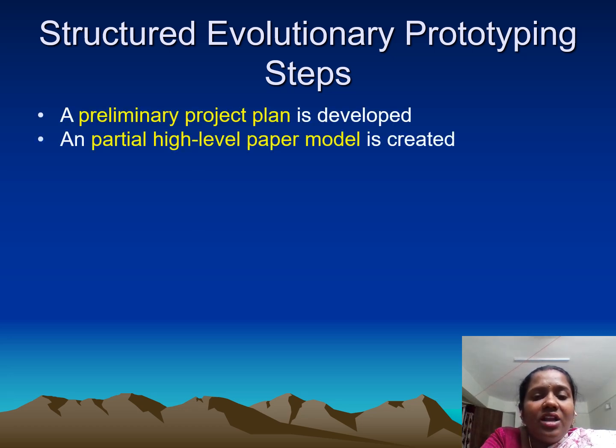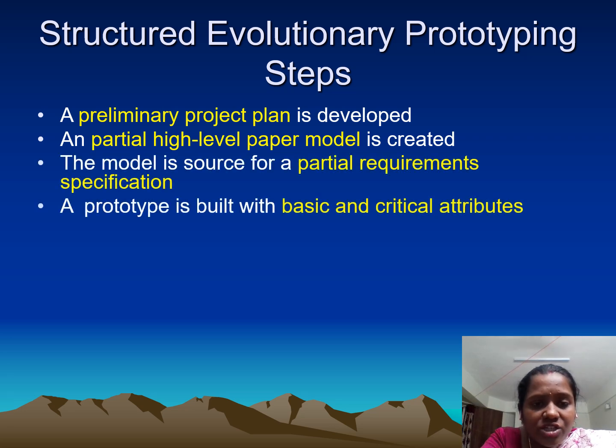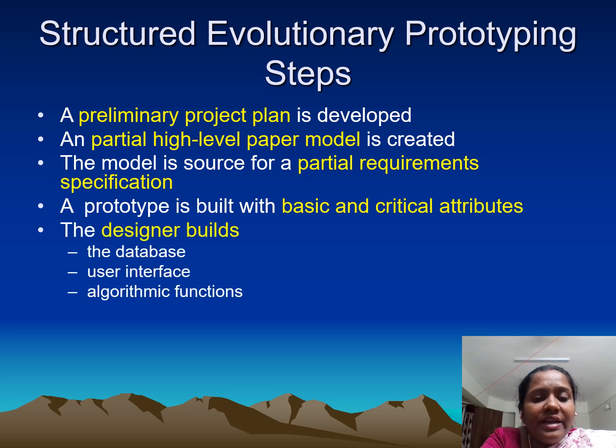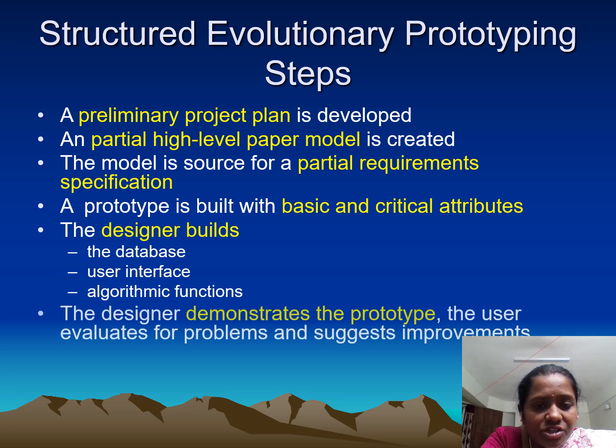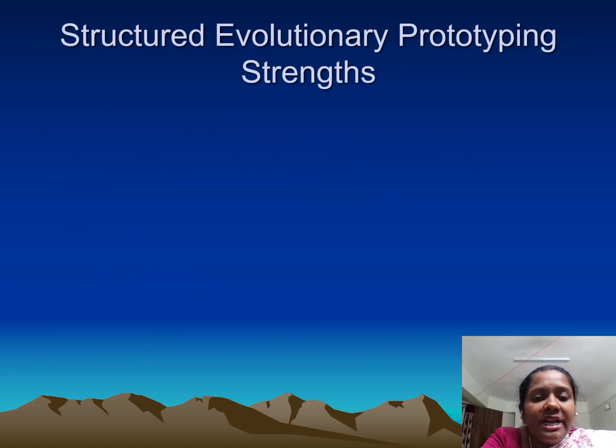and a partial high-level paper model is created. The model is sourced for partial requirement specification. The prototype is built with basic and critical attributes. The designer builds the database, user interfaces, and algorithmic functions. The designer demonstrates the prototype. The user evaluates the prototype and suggests improvements. The loop continues until the user is satisfied.